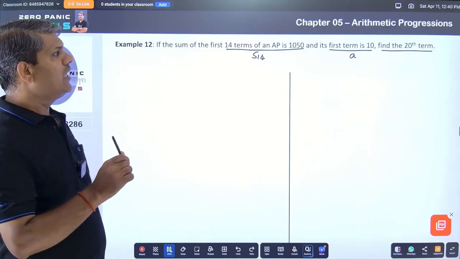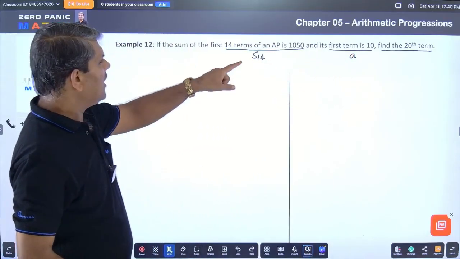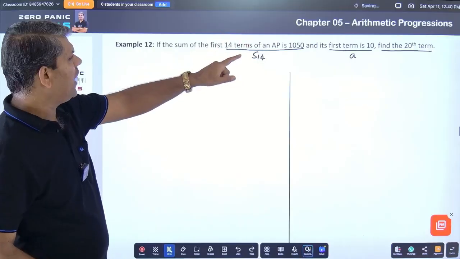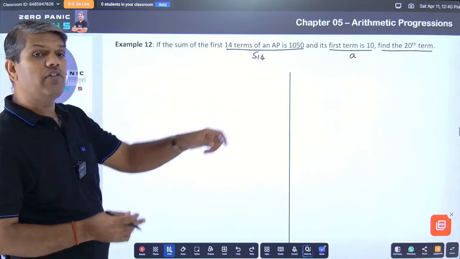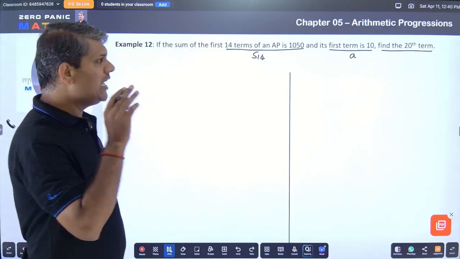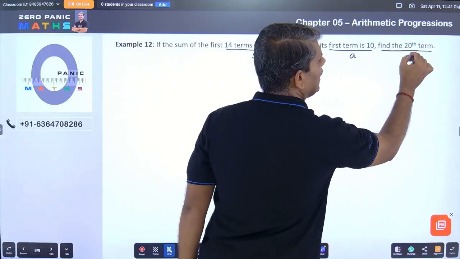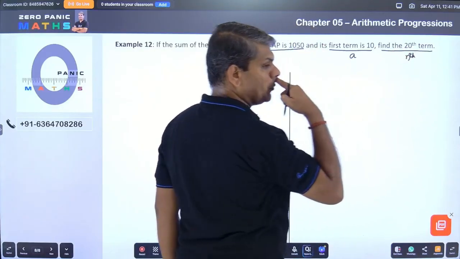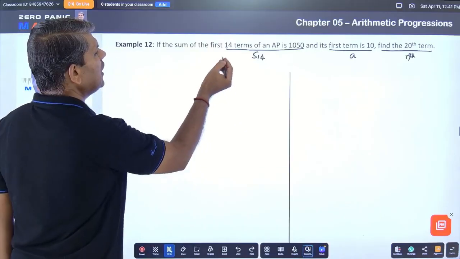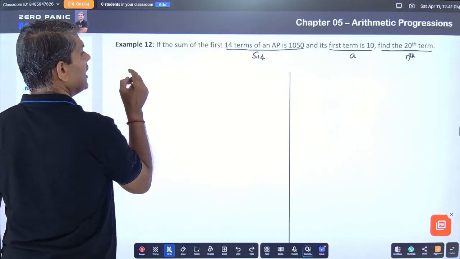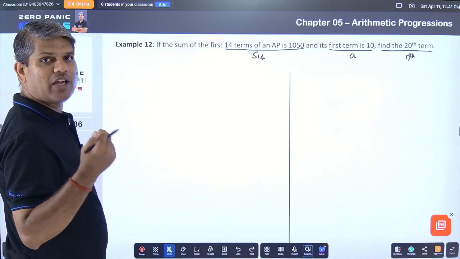Here d is not given, only the first term and the sum S14 are given. With that information only we need to find out d, because d is needed to find any nth term. Right? Any nth term, if you want to find out, you need d for that. So let us find d with the given information first, and then find a20 by a plus n minus 1 into d.